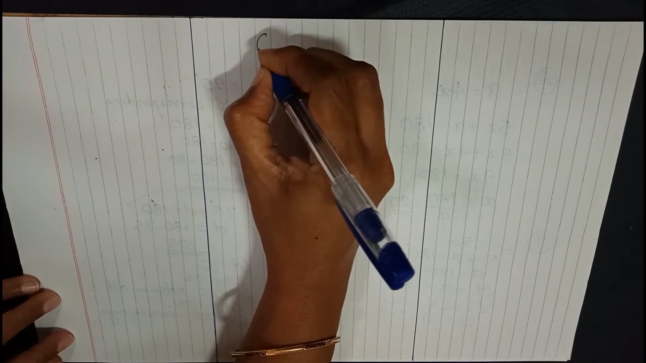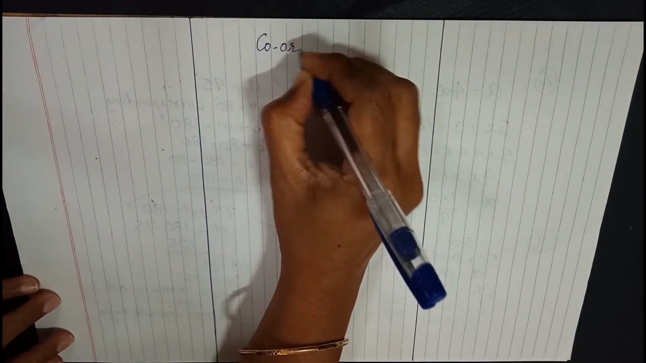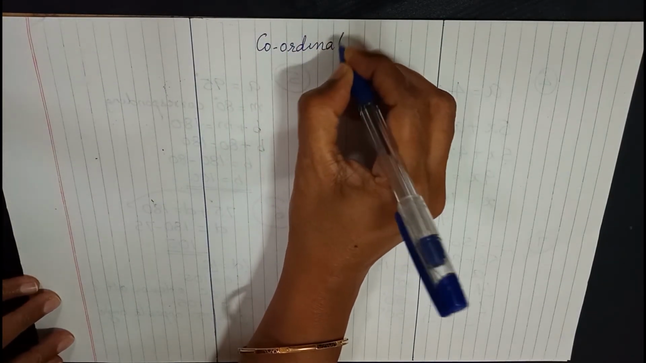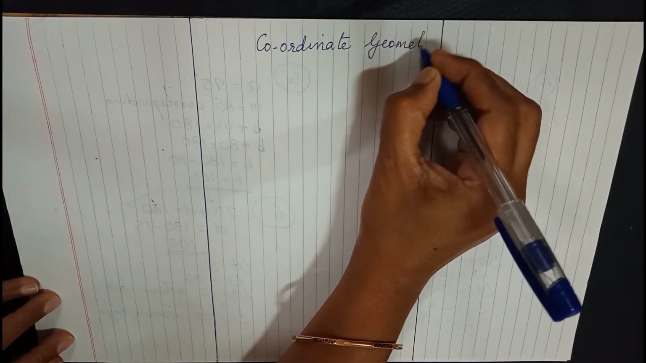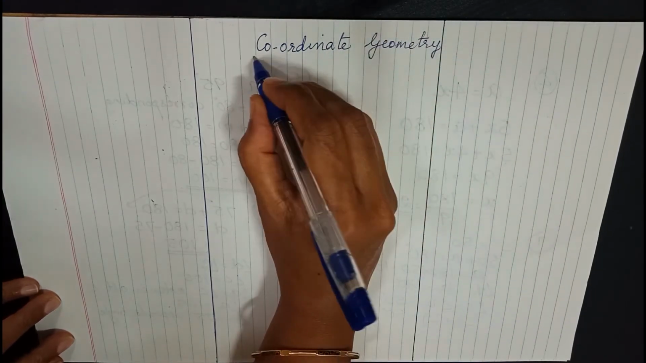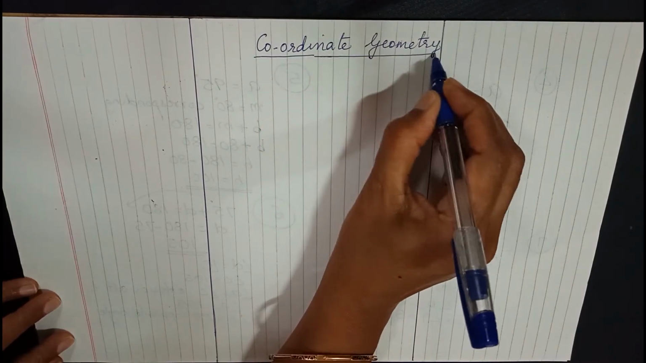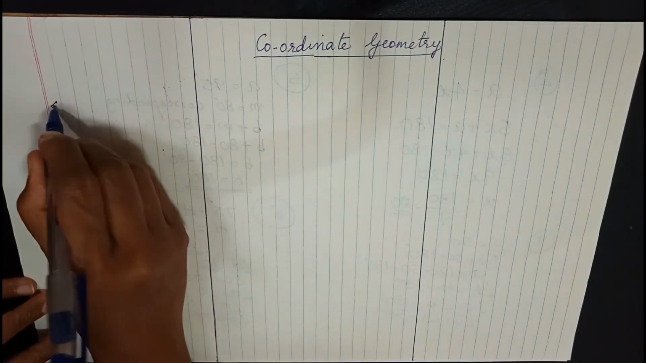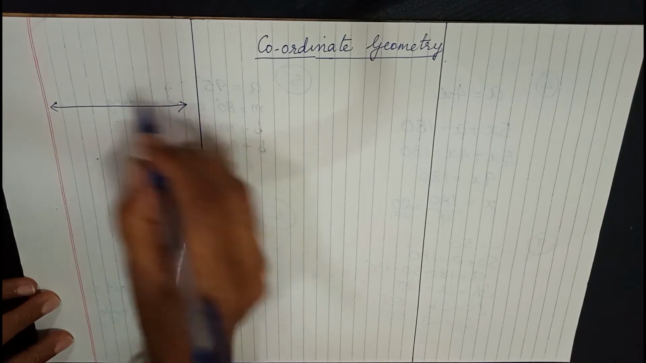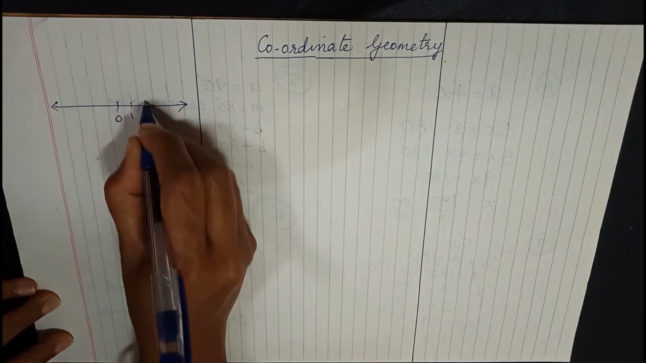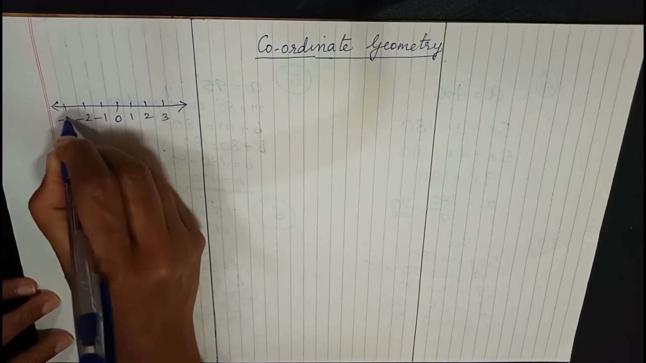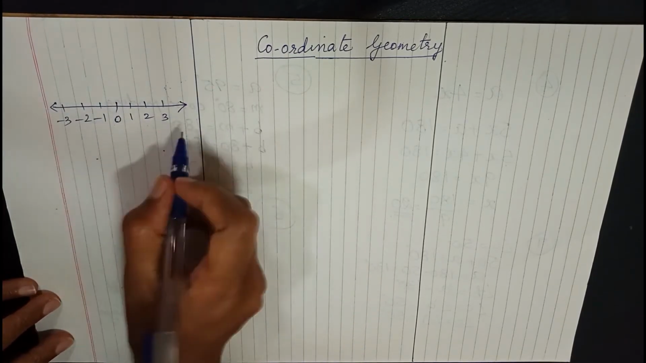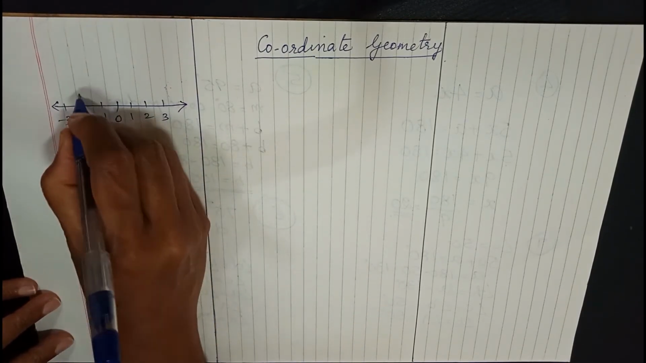In lower classes, you have learned the meaning of the word coordinate and even how to place numbers on a number line and how to find the distance between 2 points. Just very quickly, let's recap. Let us say this is my x-axis where the origin is in the center and positive and negative numbers are in their respective positions. Then you know how to find the distance between any 2 points.